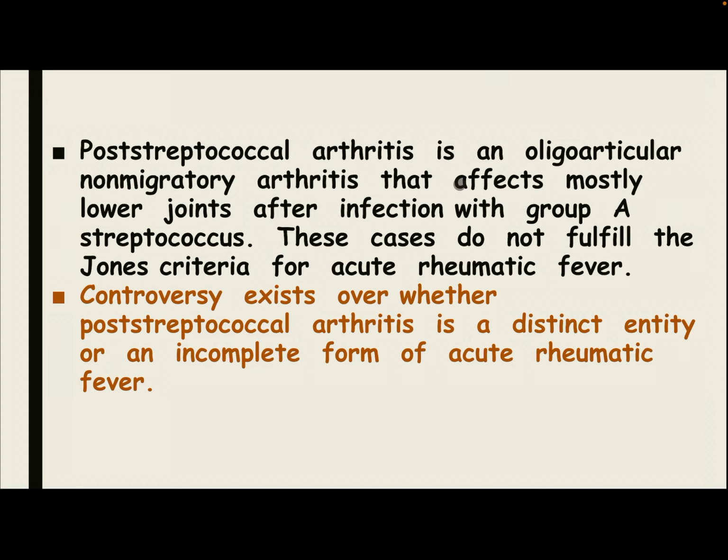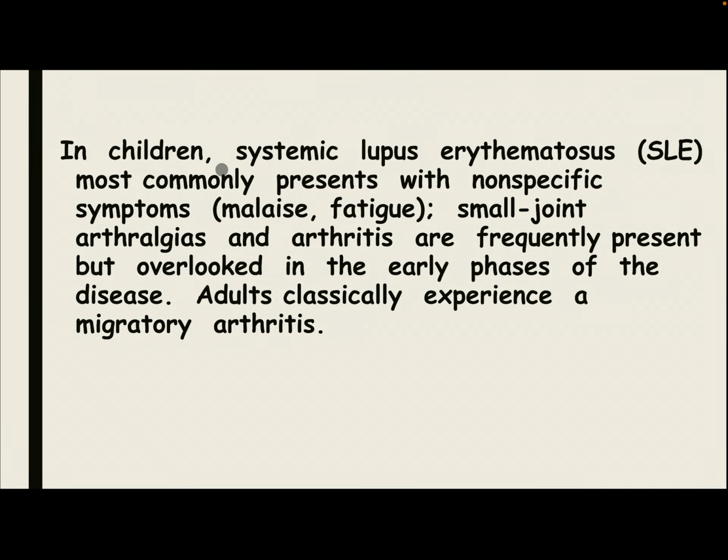Post-streptococcal arthritis is an oligoarticular, non-migratory arthritis that affects mostly lower joints after infection with group A Streptococcus. These cases do not fulfill the Jones criteria for acute rheumatic fever. Controversy exists over whether post-streptococcal arthritis is a distinct entity or an incomplete form of acute rheumatic fever.